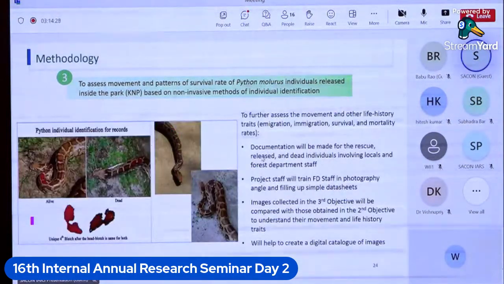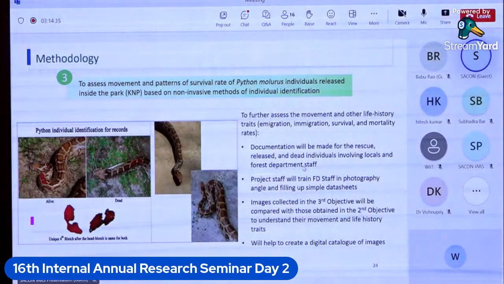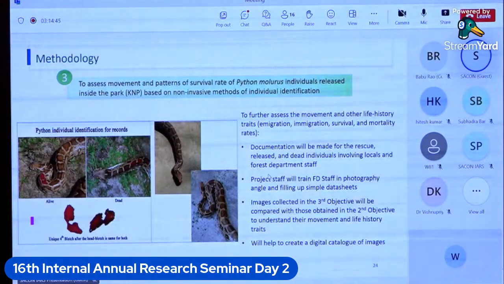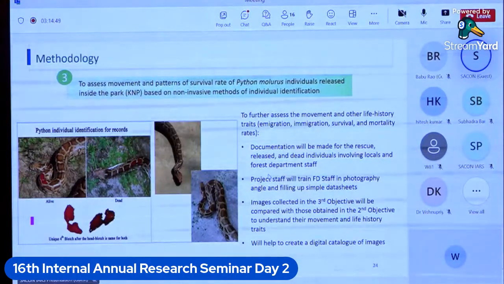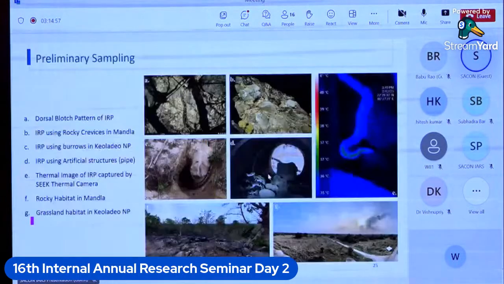Additionally, all the department forest staff will also be trained to take specific angular photographs. What we see on the left is one alive and one dead python individual, which were identified based on the individual blotches. All these things are very essential to understand the movement and the diversity traits of this python population in Keravadura National Park. Thus we will be able to create a digital catalog of the individuals.